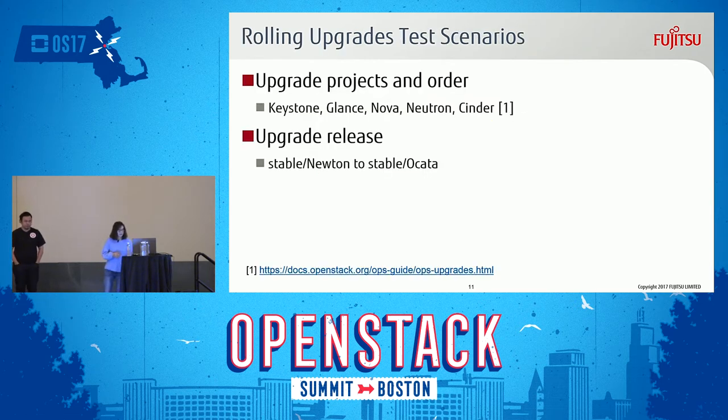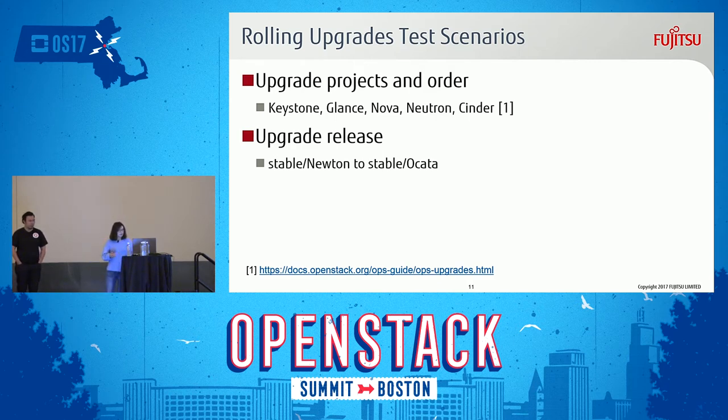So we have two other nodes specifically for Kolla's purpose: a provisioning node and a Docker private registry node. With respect to our tests, we are only testing these five projects, which are Keystone, Glance, Nova, Neutron, and Cinder. For the upgrade order, we followed the recommendation from the OpenStack official upgrade guide. And we are trying to upgrade from the Newton release to the stable Ocata release.